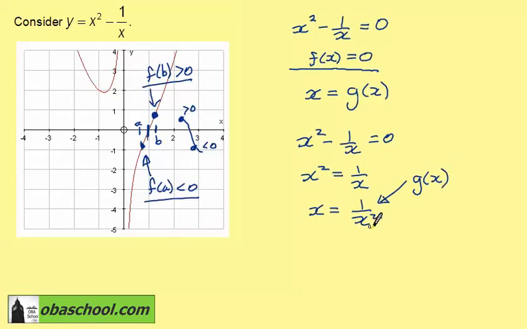Of course, there are other arrangements. For example, we could have said x squared is 1 over x, and then said that x is the square root of 1 over x. In this case, this one would be our g of x.